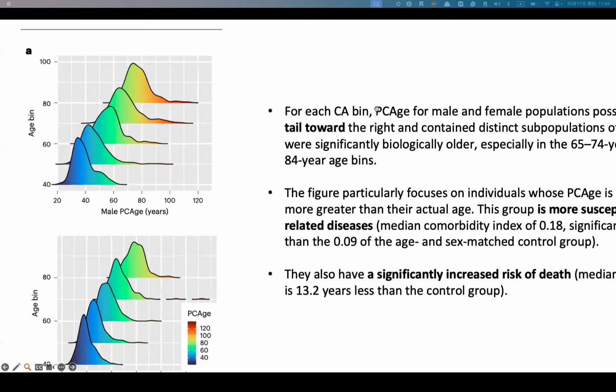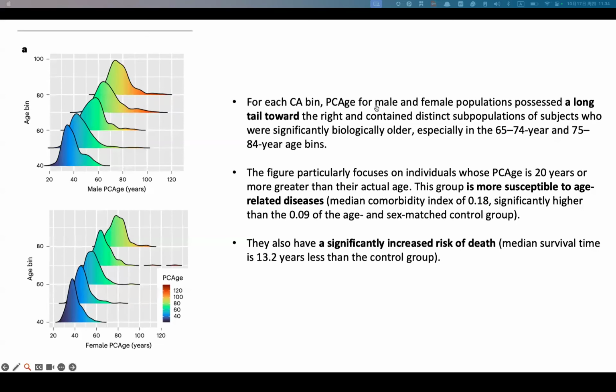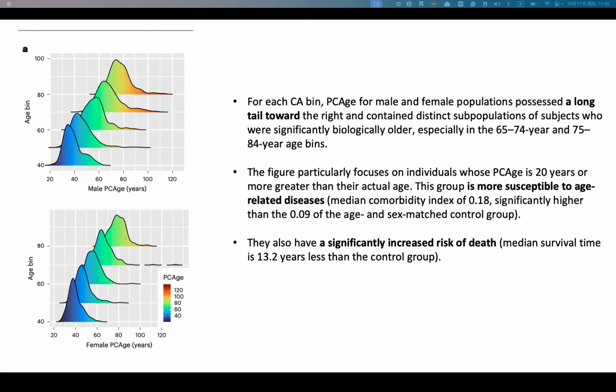Okay, we can see this picture. I think this picture is very good. For each CA, PC age for male and female populations proceeds along here towards the right and contains distinct subpopulations of subjects who were significantly biologically older.